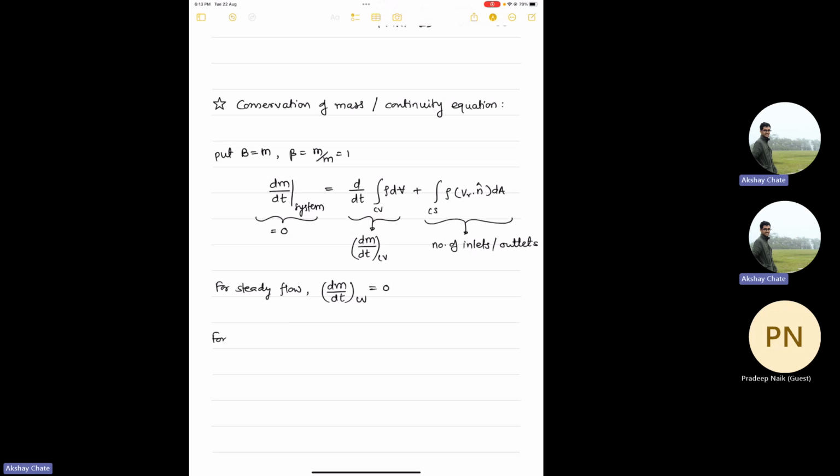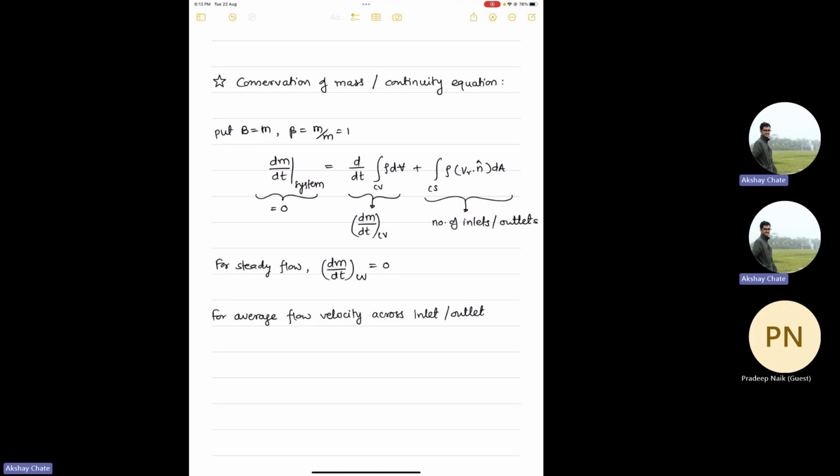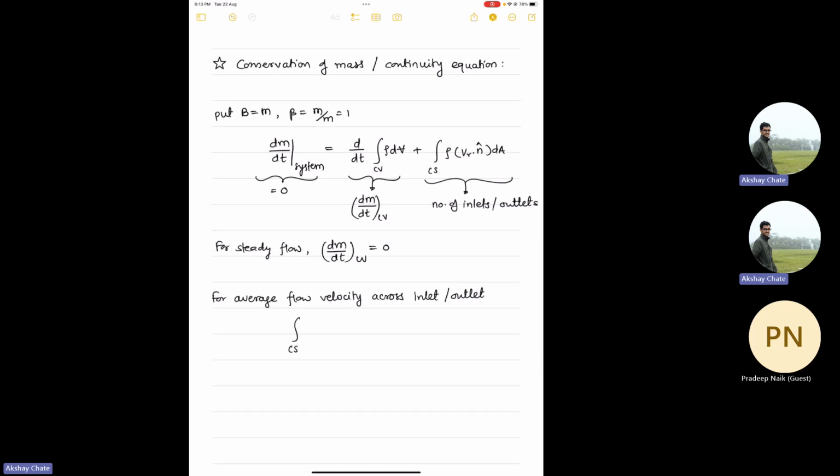And for average flow velocity across inlet or outlet, if you assume the velocities that are given to you at the inlet and the outlet are average velocities, then this surface integral, this vr dot n dA term, essentially boils down to, the surface integral goes away, because anyway you are getting the surface average velocities there. So this again becomes simply rho vr into A.